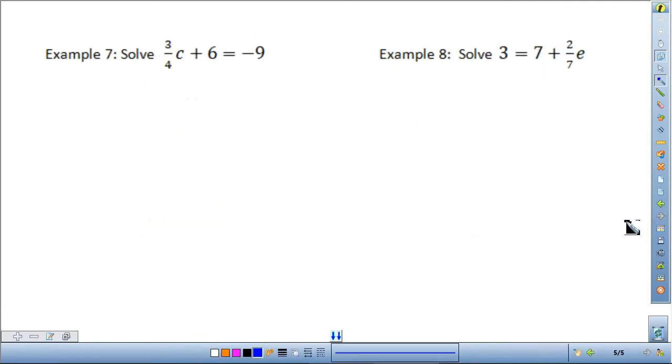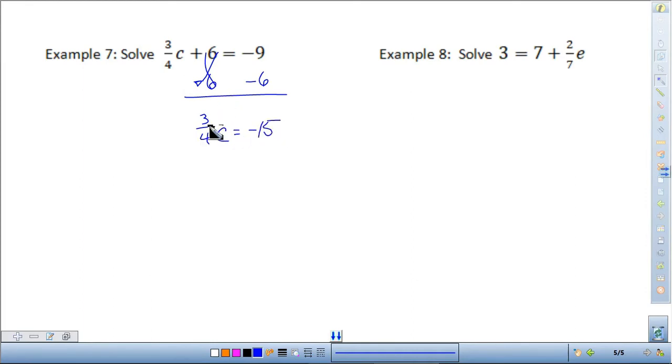All right, last two equations. These ones are going to involve fraction coefficients, so a little bit more challenging. However, our process is going to be very similar. In this first one, we see the variable on the left. We see that we have plus 6 here, so we're going to go ahead and do the inverse and subtract 6 from both sides. So we have 3/4 c equals negative 15.